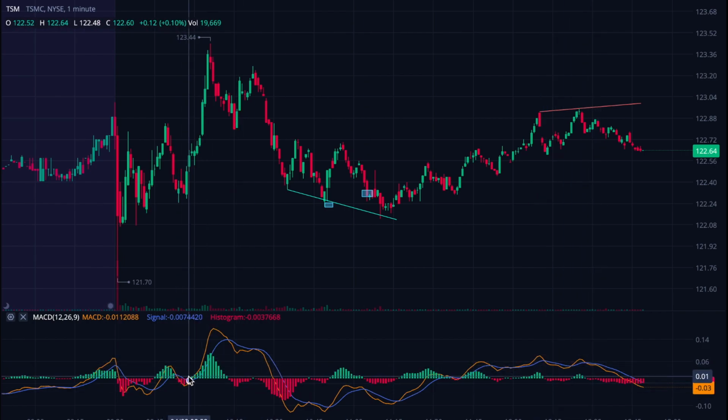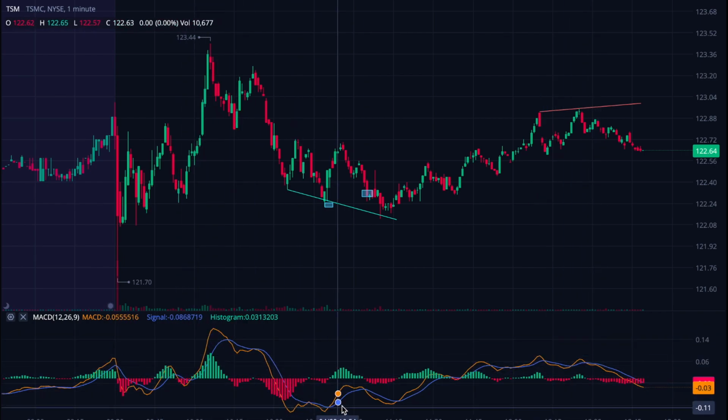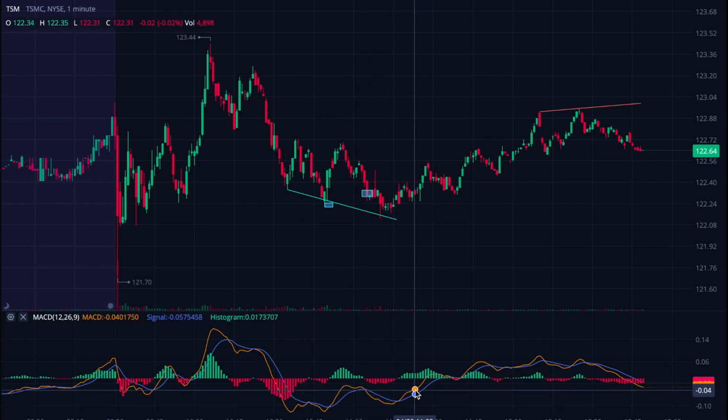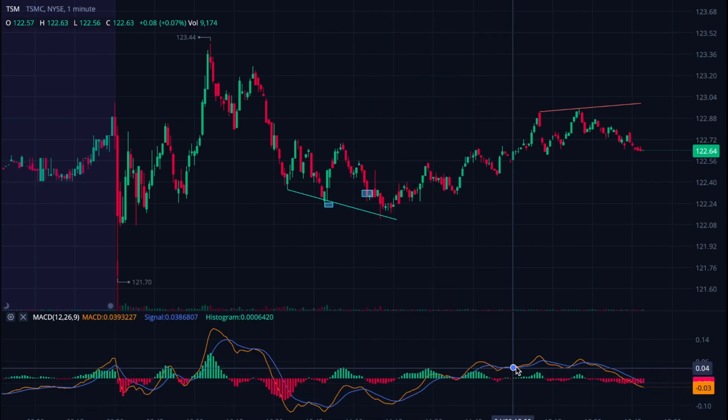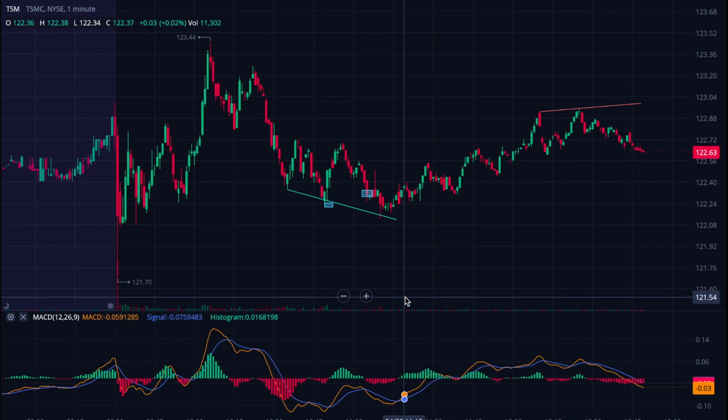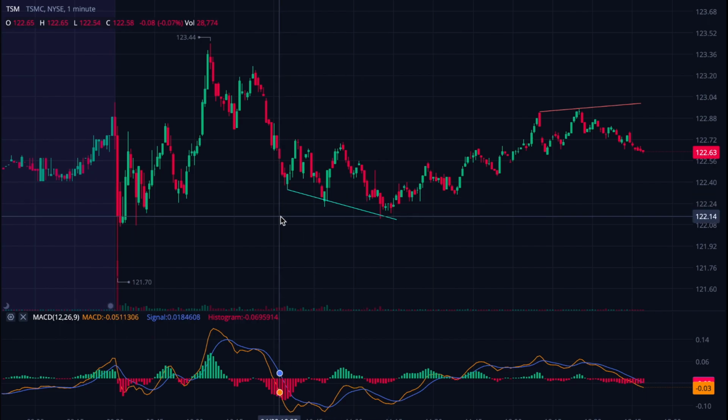So what you want is a situation like this. What is just kind of like eating up your time, to be honest, is situations like this where it's just over and above and over and above. That is if you're just using the two lines as signals. So let's talk about some additional strategies that you can use to enhance the MACD reading.